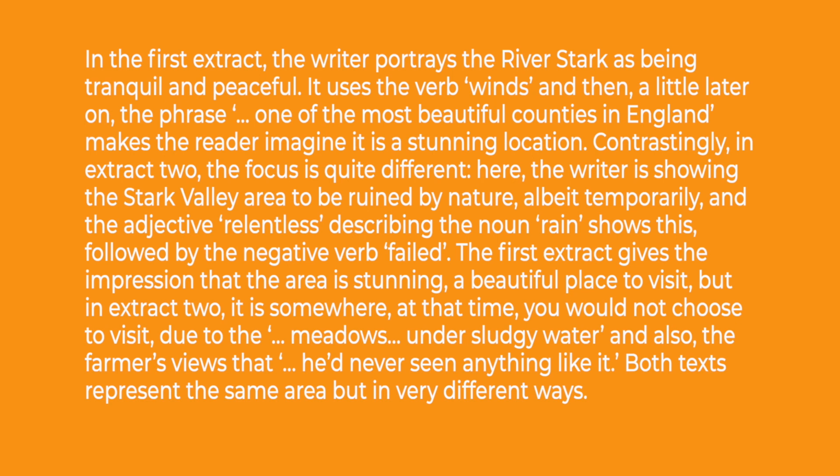Contrastingly, in extract 2, the focus is quite different. Here, the writer is showing the Stark Valley area to be ruined by nature, albeit temporarily, and the adjective relentless, describing the noun rain, shows this, followed by the negative verb failed. The first extract gives the impression that the area is a stunning, beautiful place to visit, but in extract 2, it's somewhere at that time you would probably not choose to visit due to the meadows under sludgy water and also the farmer's views that he'd never seen anything like it. Both texts represent the same area but in very different ways.